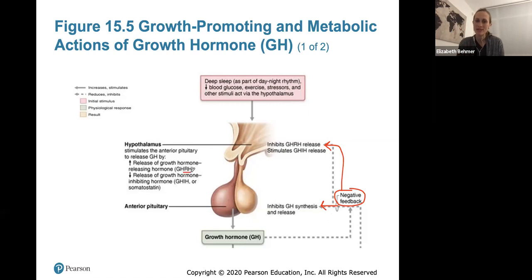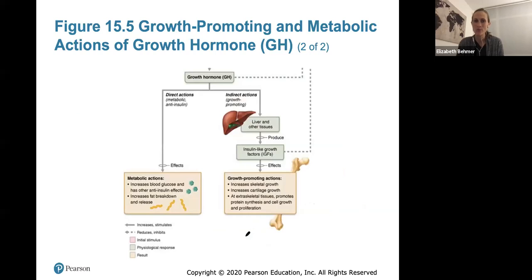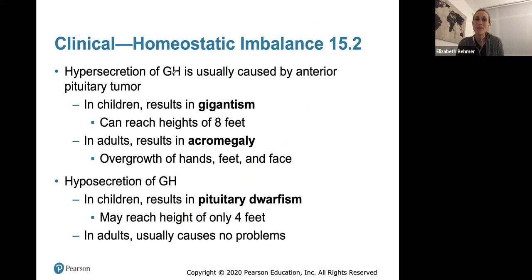And again, the releasing and inhibiting hormones coming from the hypothalamus act on the anterior pituitary to actually release the growth hormone. And then these tell you the direct and indirect actions of growth hormone. You guys don't necessarily need to know specifics, indirect or direct, but what it's doing is stimulating growth of all of your body tissues.